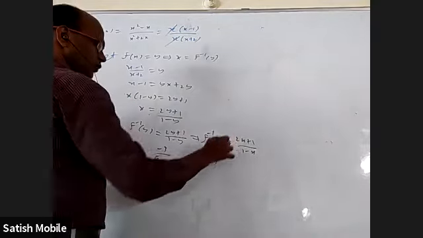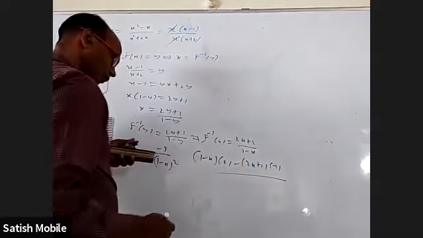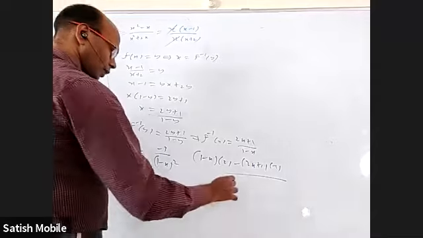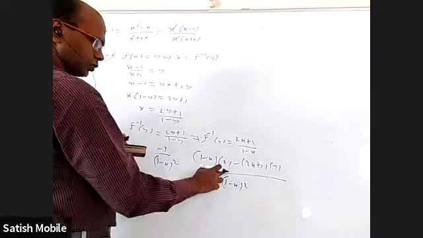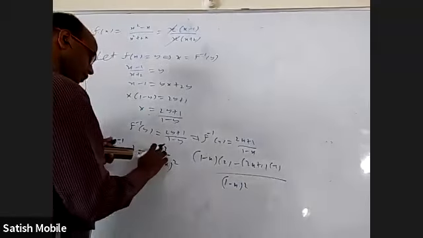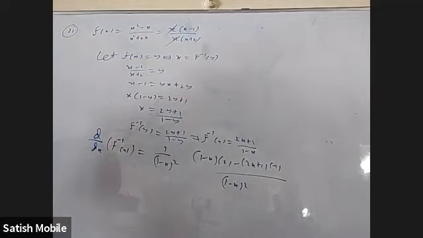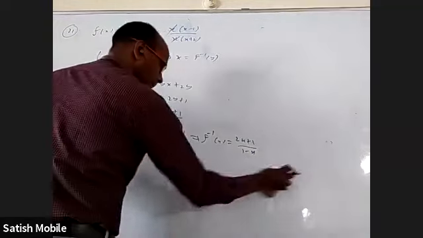Anything wrong? Plus 3 is coming. 1 minus x into derivative of this is 2, minus 2x plus 1 into derivative of this is minus 1, by 1 minus x whole square. So 2 plus 1 plus 3 and minus 2x plus, yes, correct, plus 3. Yeah, plus 3. Thank you.